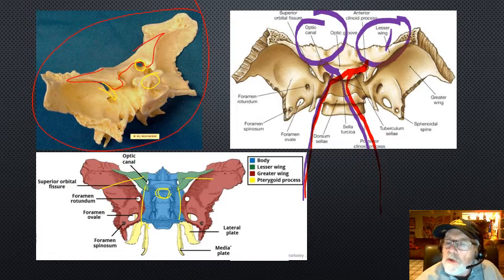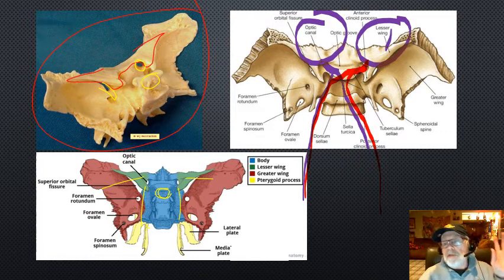But what happens is, what I see, part of my right optic nerve will end up on the left side of the brain. Part of the left optic nerve will end up on the right side of the brain, and part of my right optic nerve stays on the right, part of my left stays on the left.